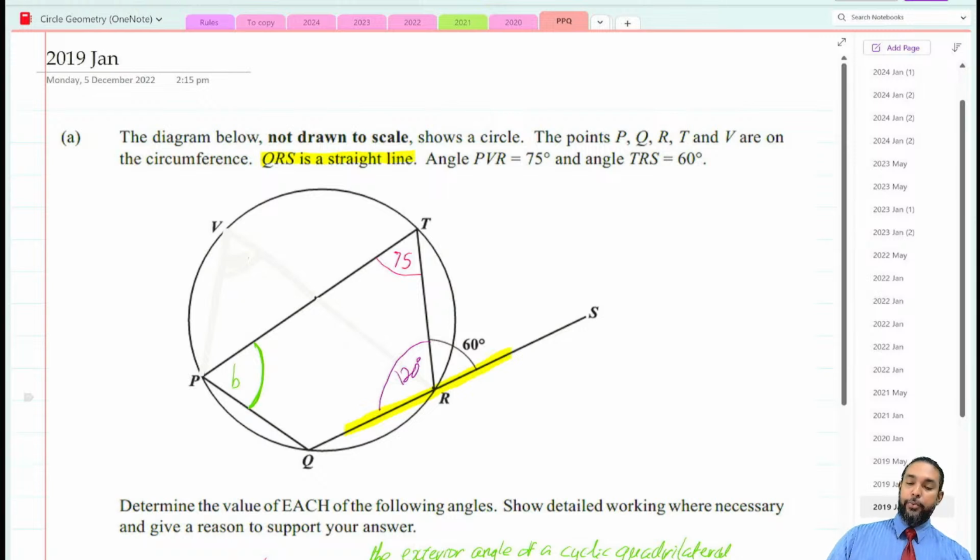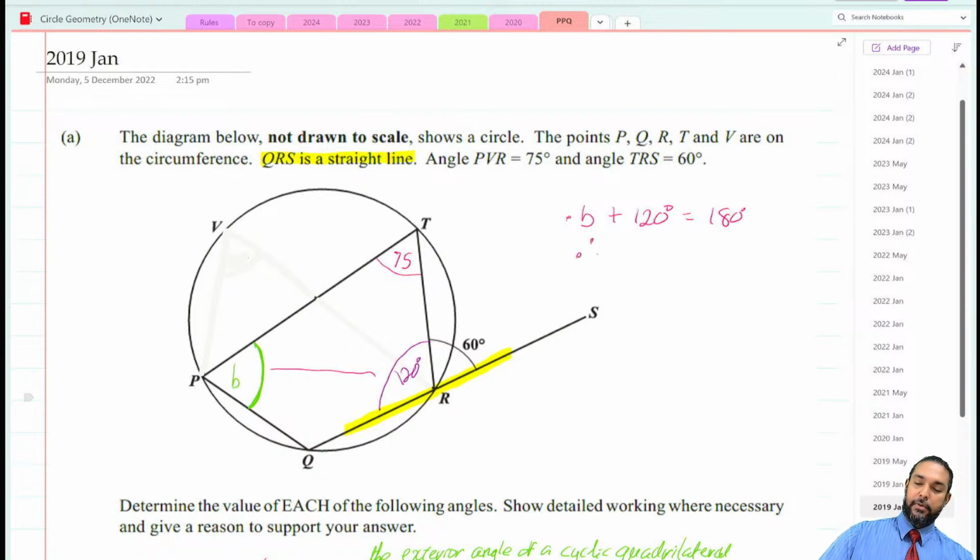And now, the rule with cyclic quadrilaterals is that the opposite angles are supplementary, which means that they add to 180 degrees. So it means that B plus 120 is equal to 180. So therefore, to find the value of B, we'd have to subtract 120 from both sides of the equation, which will give us 60 degrees. Right? So that's how we would find that.